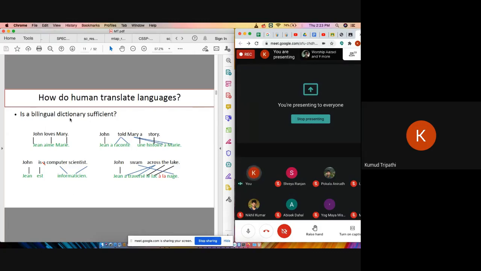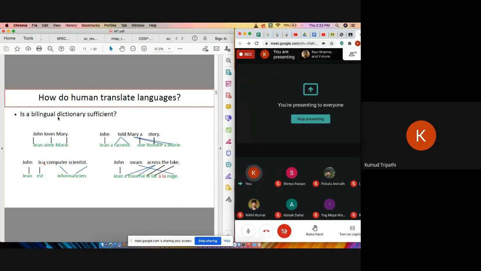Can you tell me what you understand from the words bilingual dictionary? Multiple language dictionary, ma'am. You are almost correct, but not multiple languages. Bilingual means two languages, only two languages. Multilingual means multiple languages, but bilingual means only two. Monolingual means one language only.